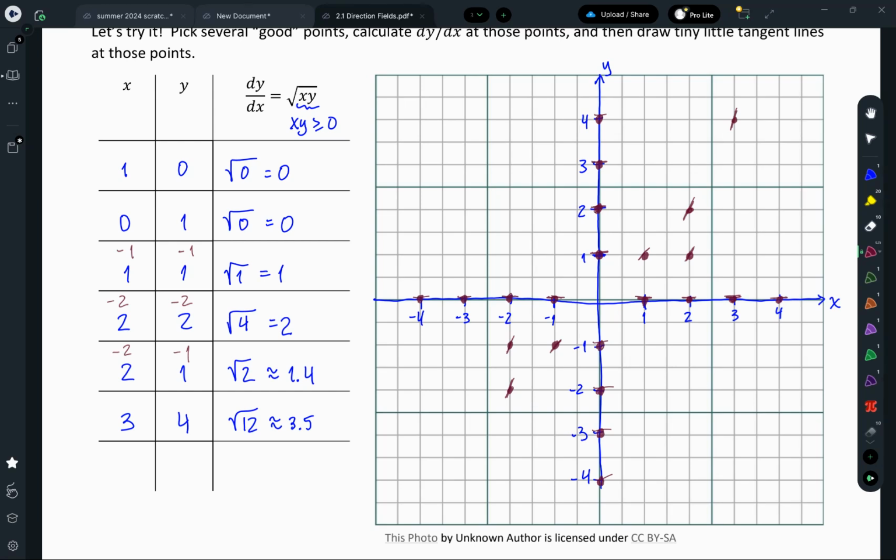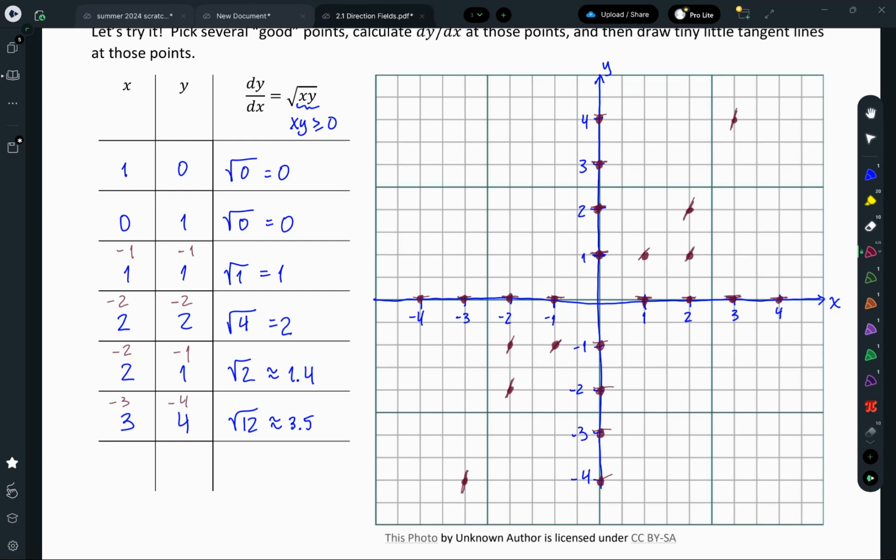Okay. Similarly, if I had plugged in negative 3 with negative 4, I'd also get square root of 12. So let's go to negative 3 with negative 4. And again, I have a super steep slope. Okay.